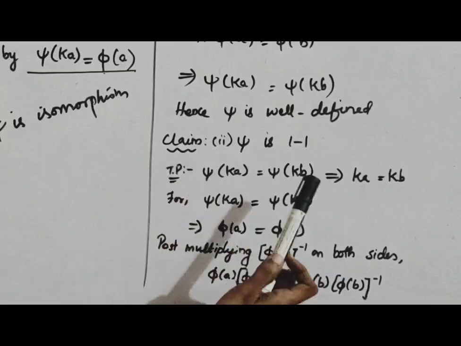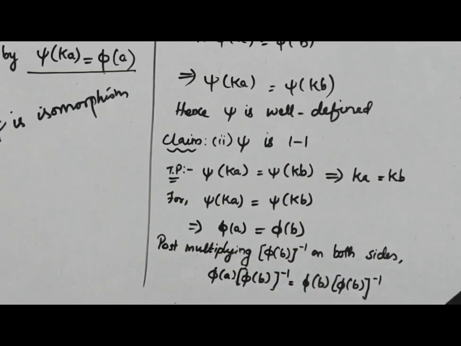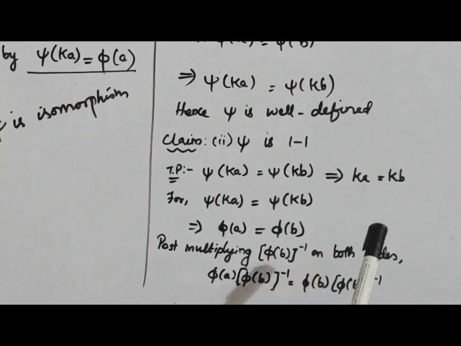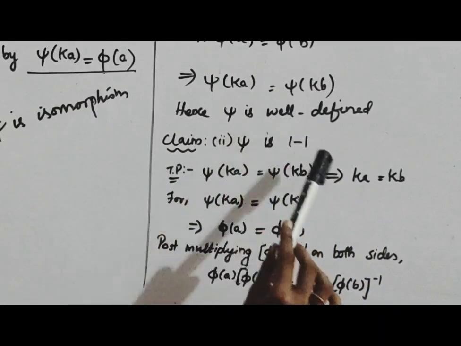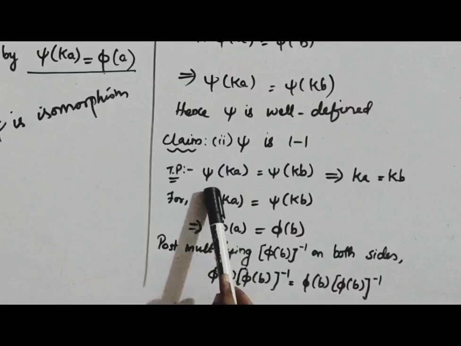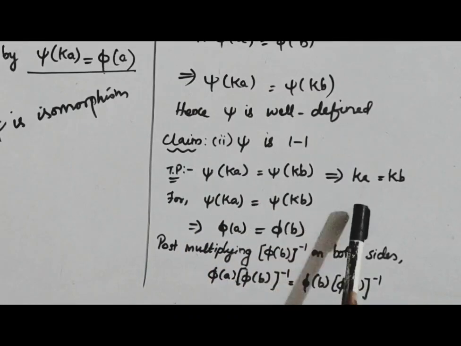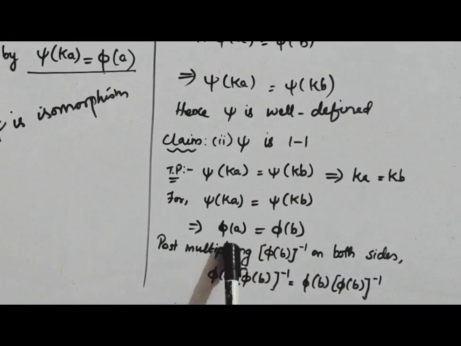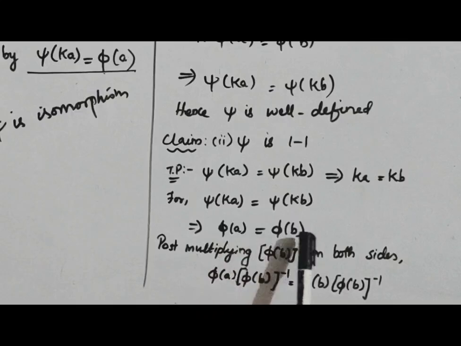Now, second claim, psi is 1 to 1. What is 1 to 1? Psi of Ka is equal to psi of Kb implies Ka is equal to Kb. The converse part of well defined. For that, we are choosing psi of Ka is equal to psi of Kb. By the definition of the mapping, psi of Ka and psi of Kb can be written as phi of a and phi of b. Post multiplying phi of b the whole inverse on both sides, phi of a into phi of b the whole inverse is equal to phi of b into phi of b the whole inverse, right?